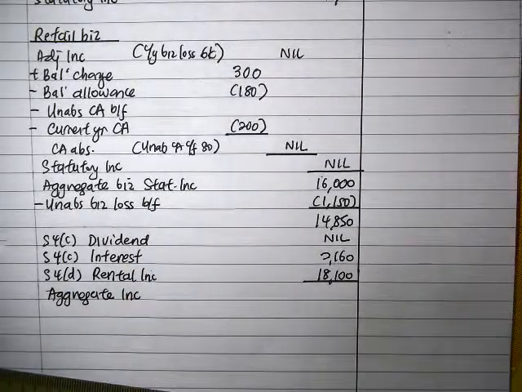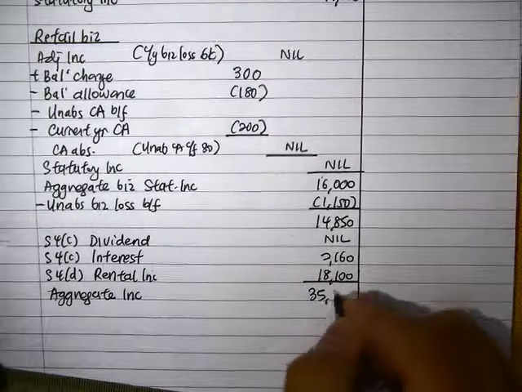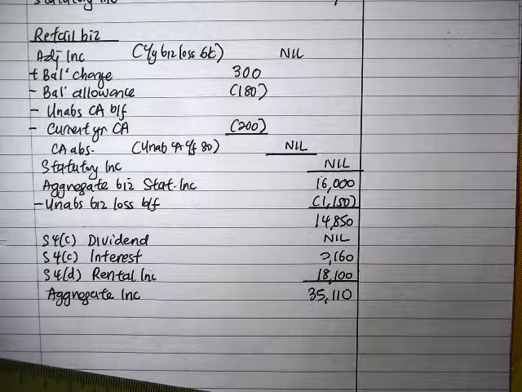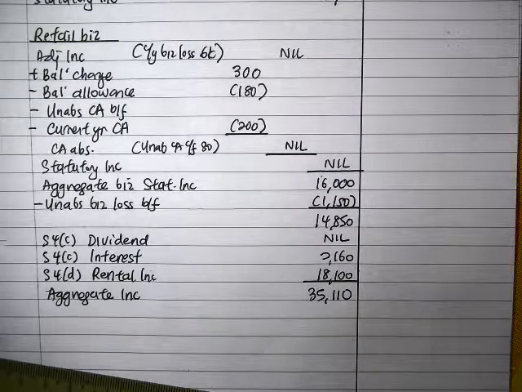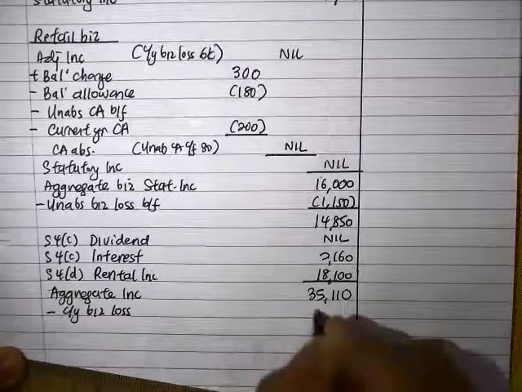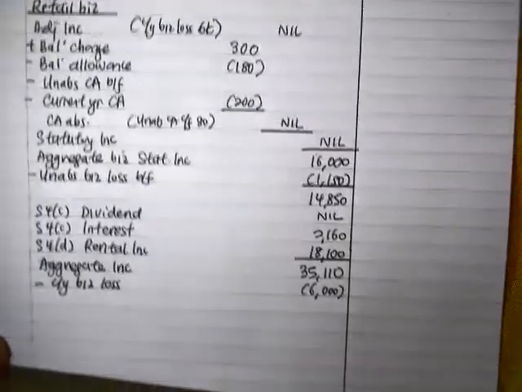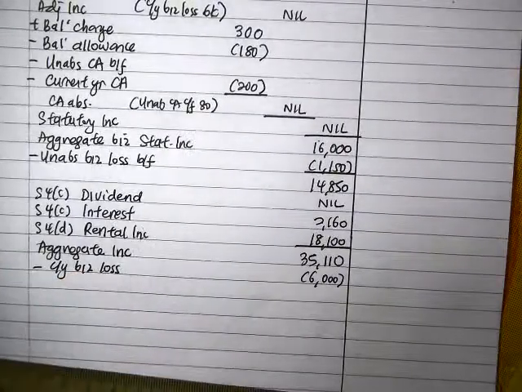It's 181, 16, 35, 110. Okay, so you're going to claim your current year business loss. You have the loss, okay? So current year business loss, which is 6,000. That's what we indicated earlier, 6K.